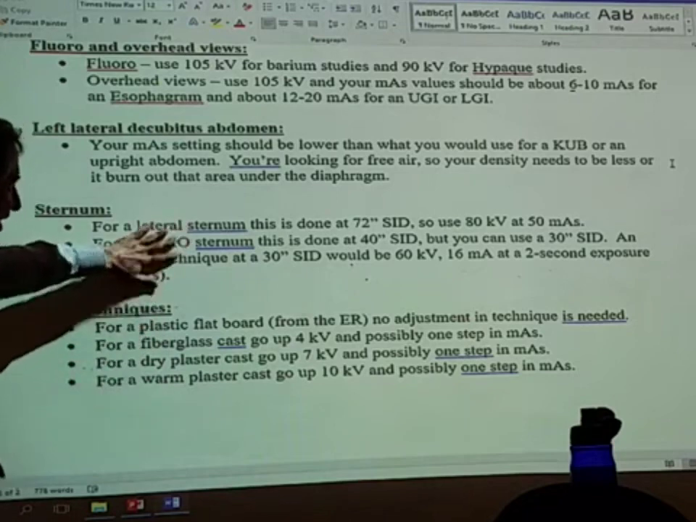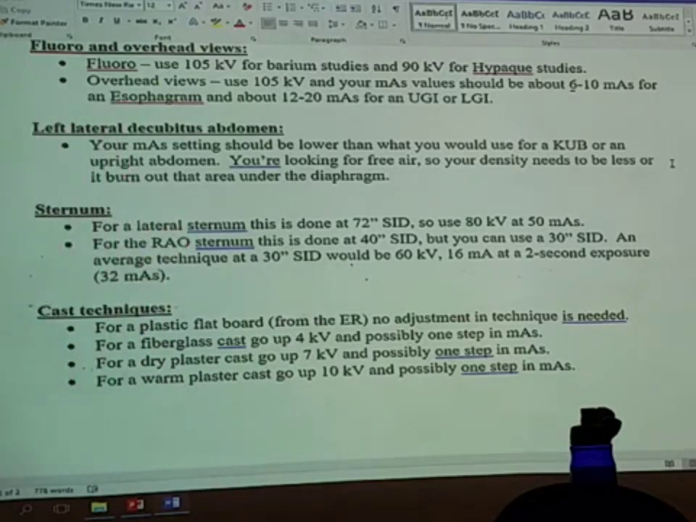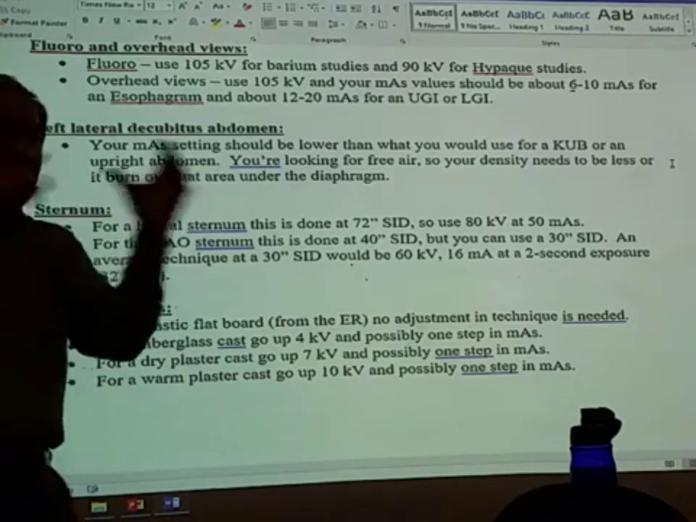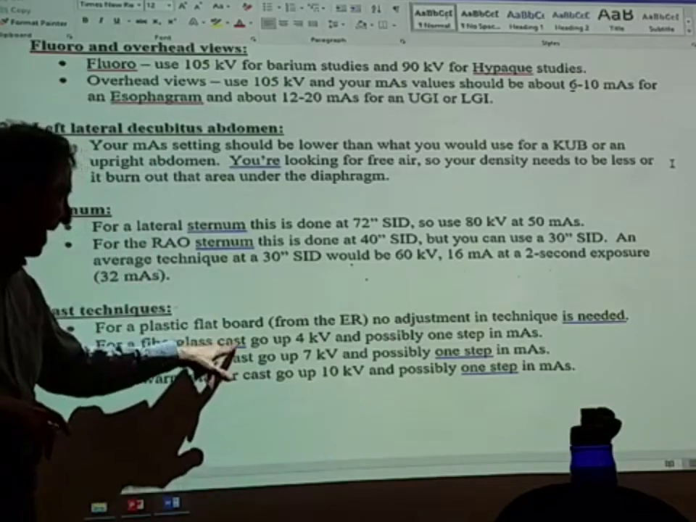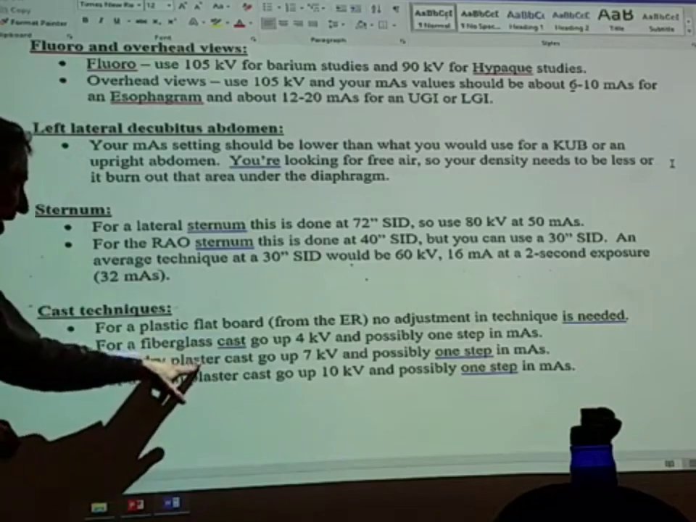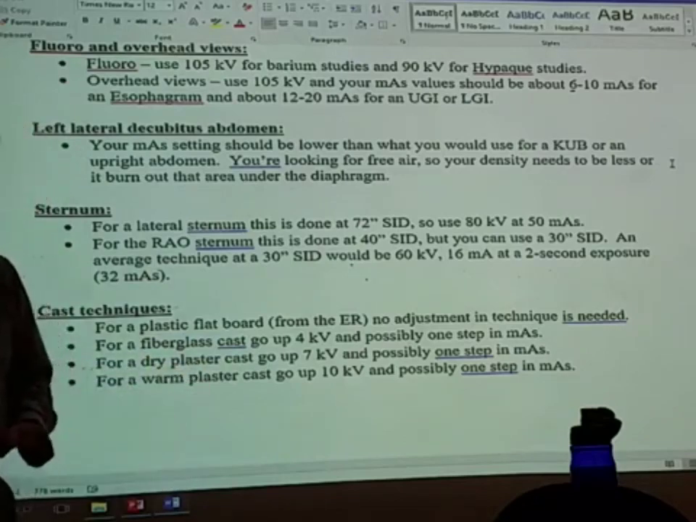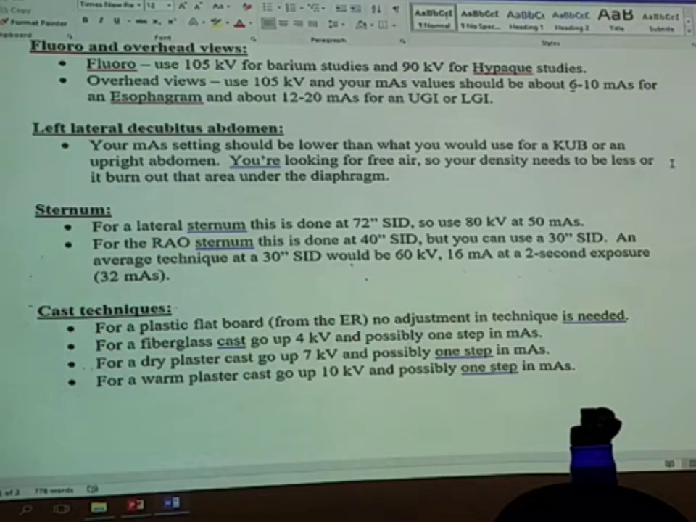If you ever do sternum, here's some sternum techniques. You probably never need it. And we'll go over cast techniques. We went over that today a little bit, so I adjusted the techniques a little bit. Again, these are what work for me, but it's more for film, so it may need to be tweaked a little bit. Of course, as you go up, the fiberglass cast isn't as thick as the dry plaster, and the warm plaster has water retention. It's like they have edema, so you have to go up even more in that, okay? All right, so does that make a little sense? So I'll send you a copy of that today, all right?